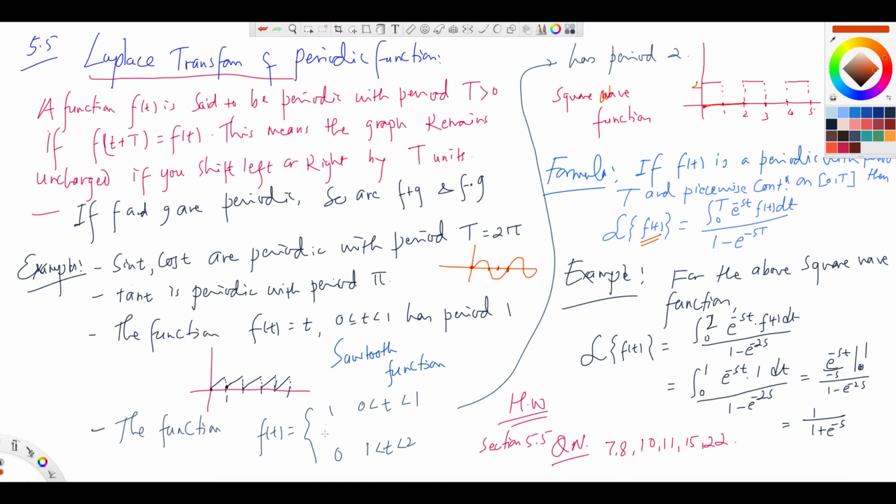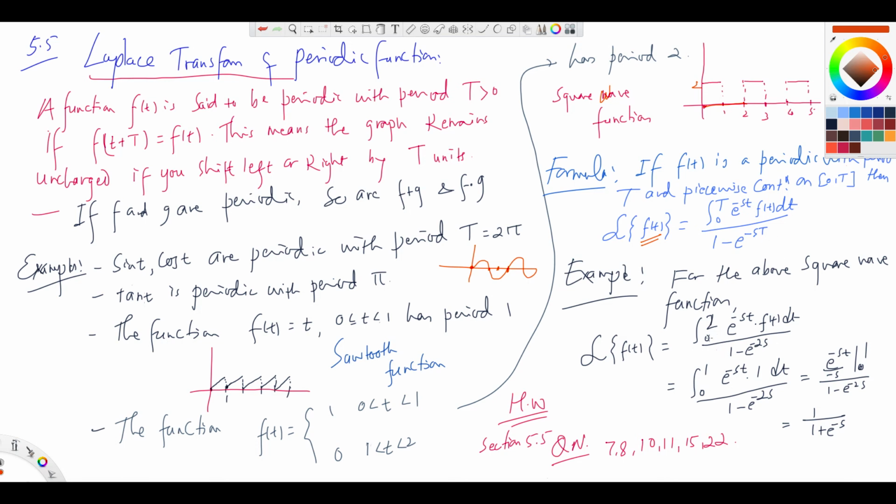How do I find the Laplace transform of this periodic function? For the above square wave function, the Laplace transform of f(t) is the integral from 0 to 2, because this is period 2, right? So that's why you write 0 to 2 here, e to the negative st times f(t) dt over 1 minus e to the negative sT, where T is 2. So negative s times 2, that is negative 2s.